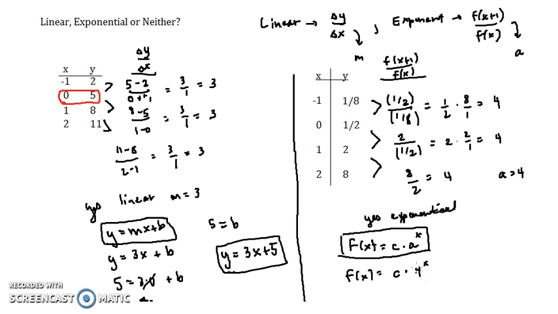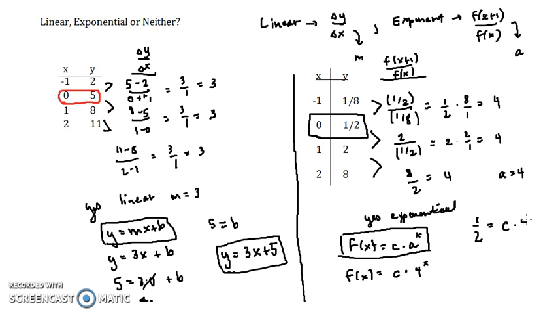Okay, we know that much. We know that a is 4. Now we've got to figure out what c is. How do we find c? Well, we do it the same way that we did over here. We plug in an x and a y, or an f of x. And you can pick anything out of this chart. Sorry about that dinging, guys. So 0 and 1/2 seems like the easiest thing to do, because 0 is easy to plug in. So 1/2 is our y.